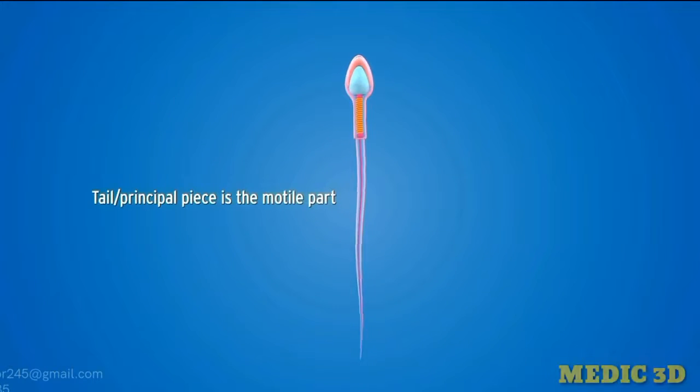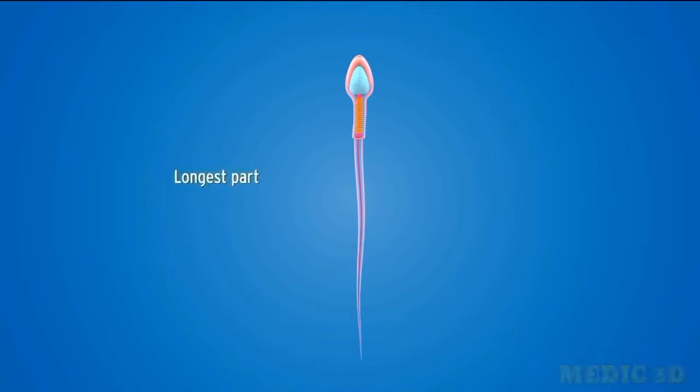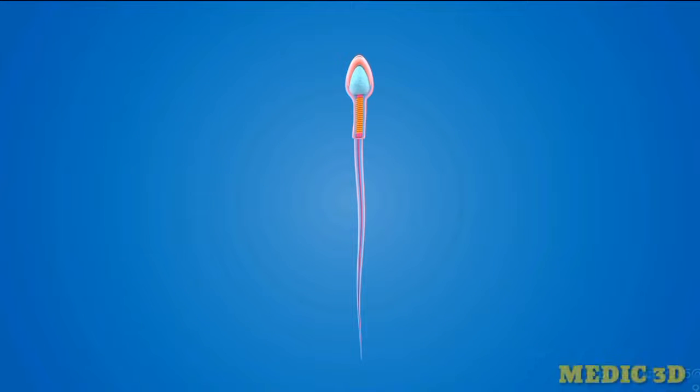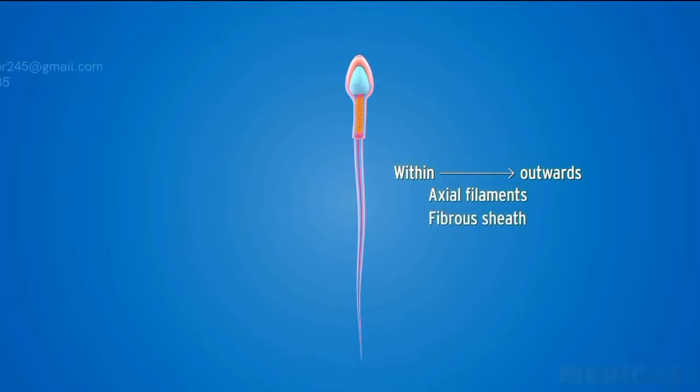The tail or principal piece is the motile part of the cell. It is the longest part, measuring about 40 microns long and 0.5 microns in diameter. It contains, from within outwards, axial filaments, fibrous sheath, thin cytoplasm, and cell membrane.